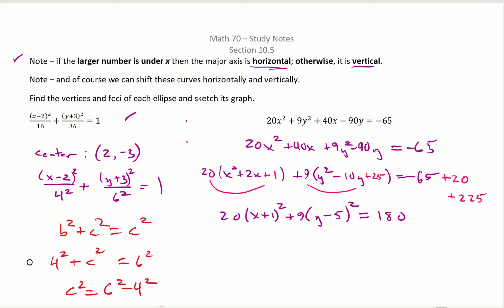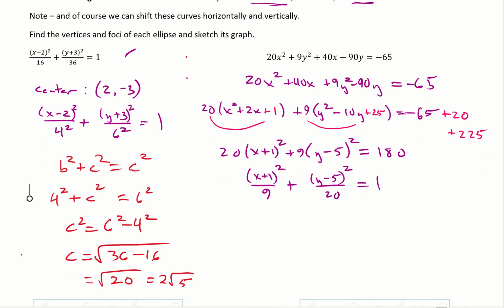So we have 20 times (x plus 1) squared plus 9 times (y minus 5) squared is equal to whatever's over there. That's 245. So it's looking like it's 180. Divide by 180, and you've got (x plus 1) squared. 20 over 180 is 2 over 18, which is 9 down there. Plus (y minus 5) squared, and then 9 over 180 goes in 20 times, is equal to 1.